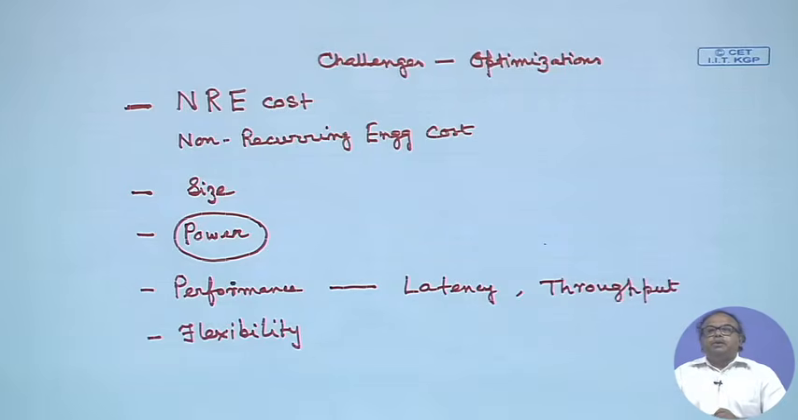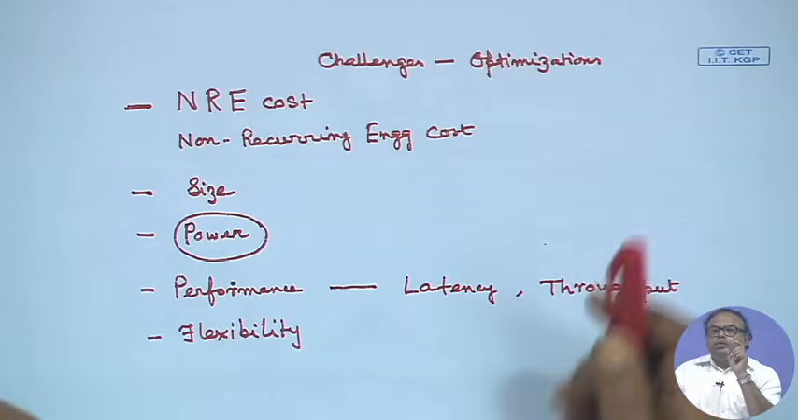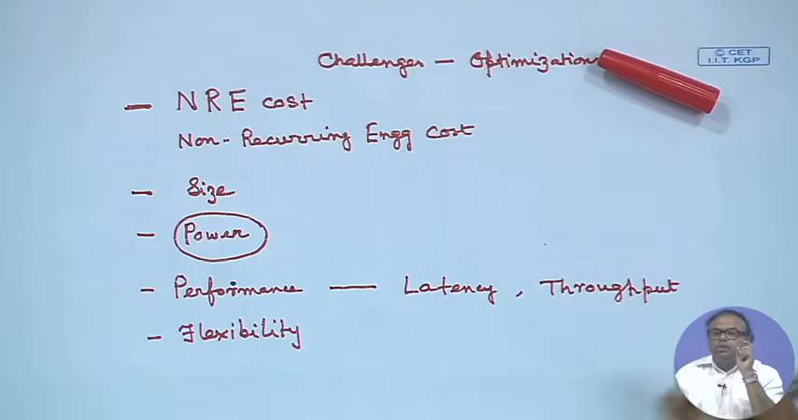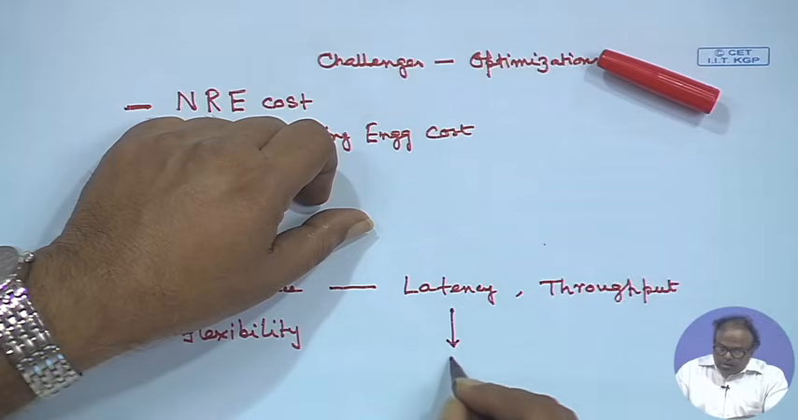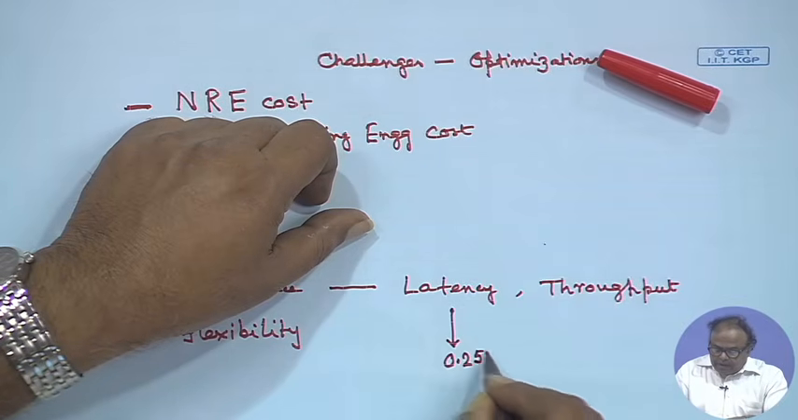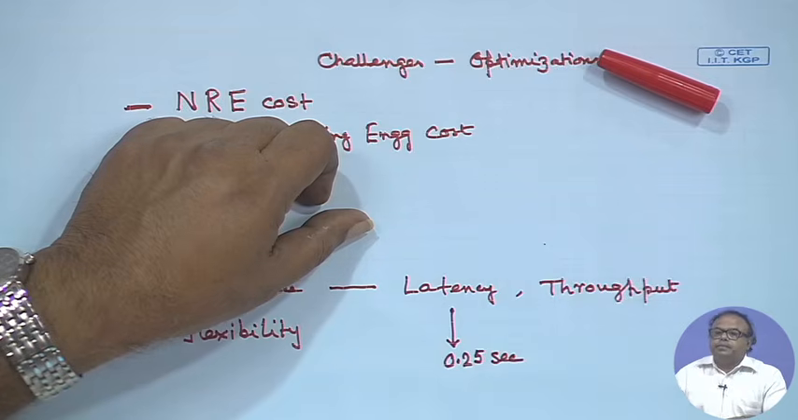What is the difference between these two? Latency means the time to take a task. Let me give an example. Suppose the camera that we just now saw takes 0.25 seconds to take a picture, right.